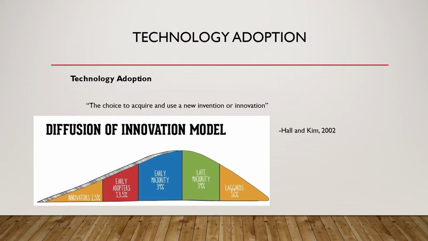I've also included the example of the diffusion of innovation model. This model shows the adoption of innovation and new products by businesses and consumers and breaks groups down by personality characteristics and socioeconomic traits.